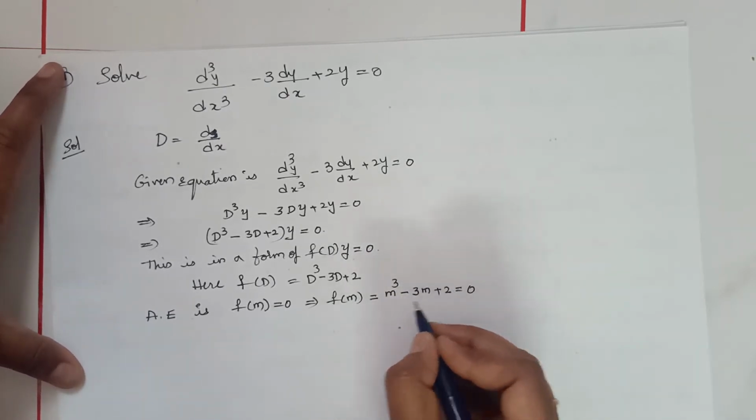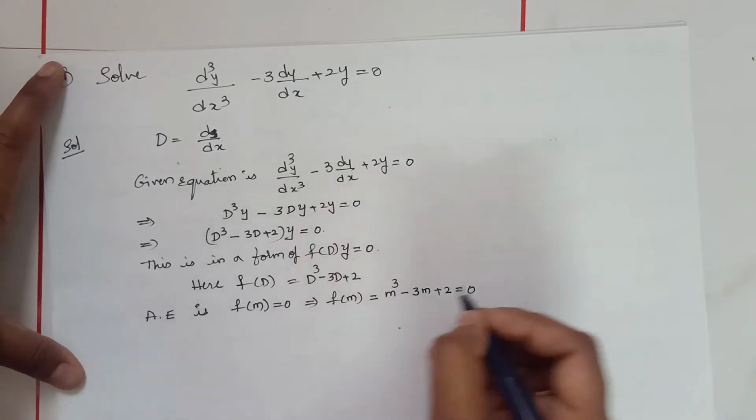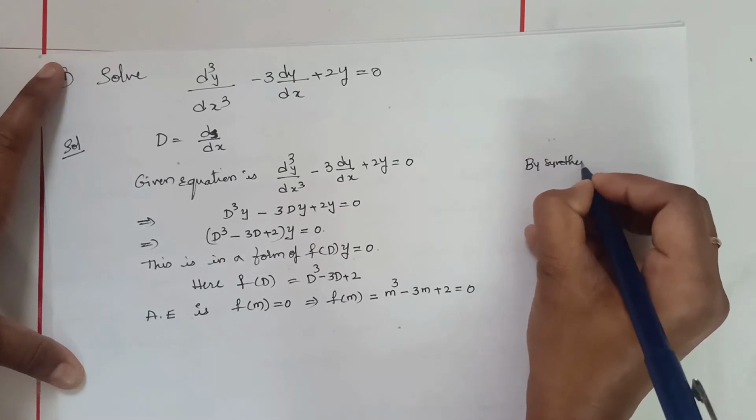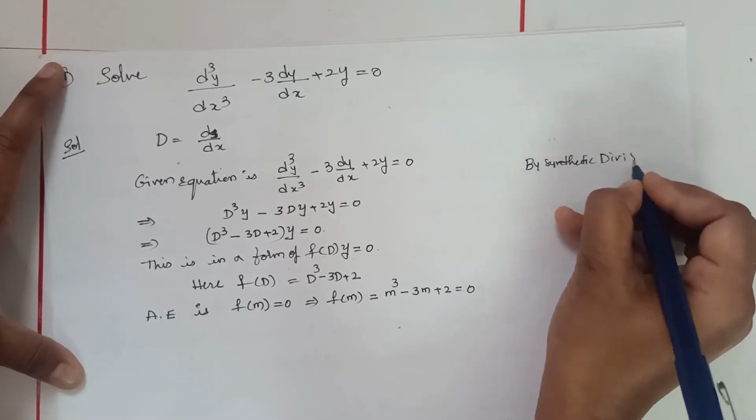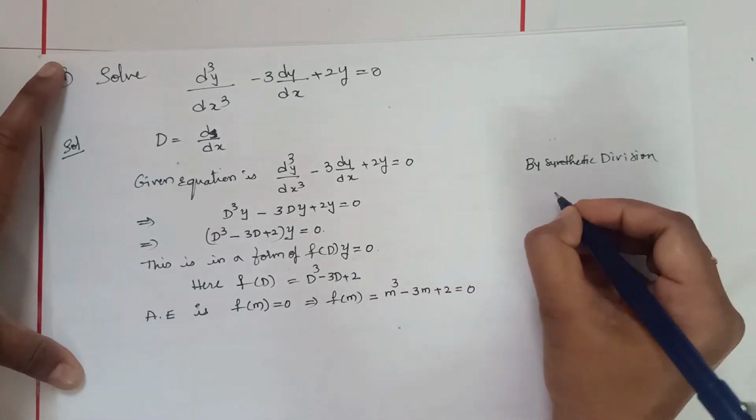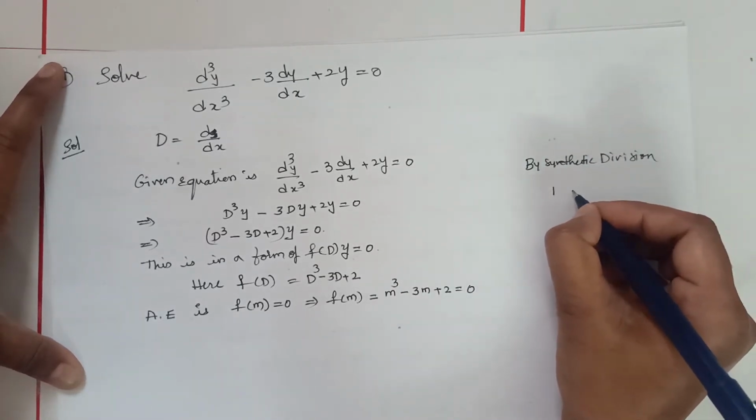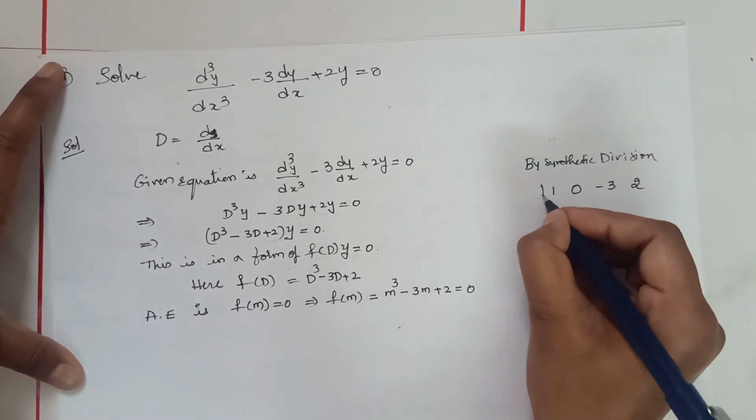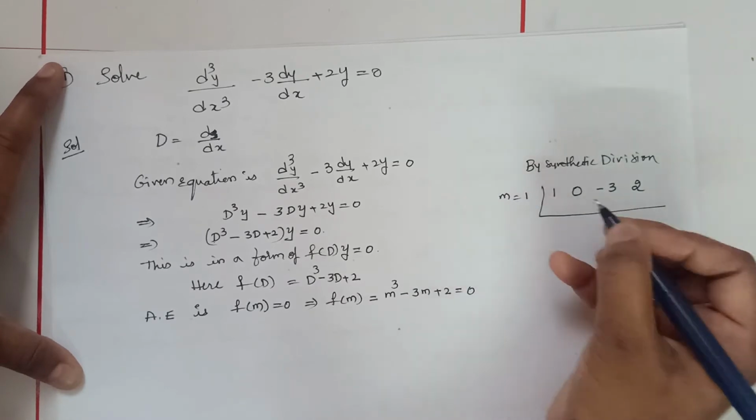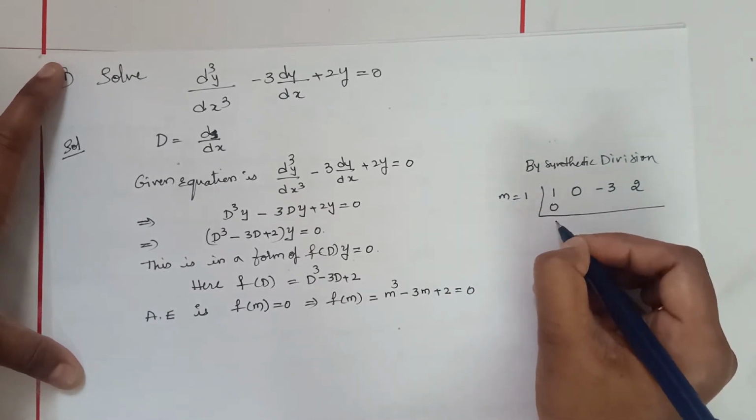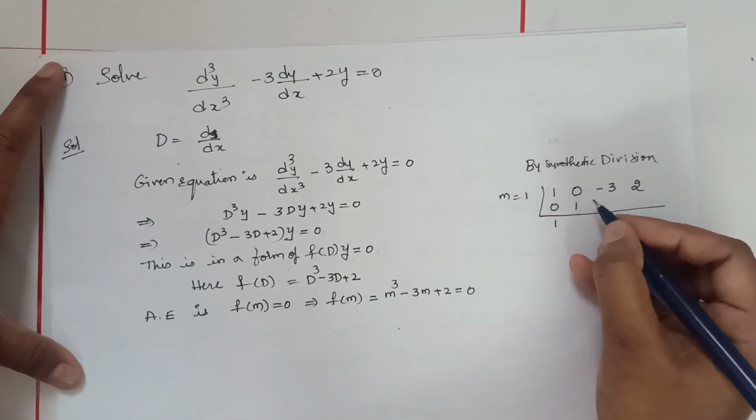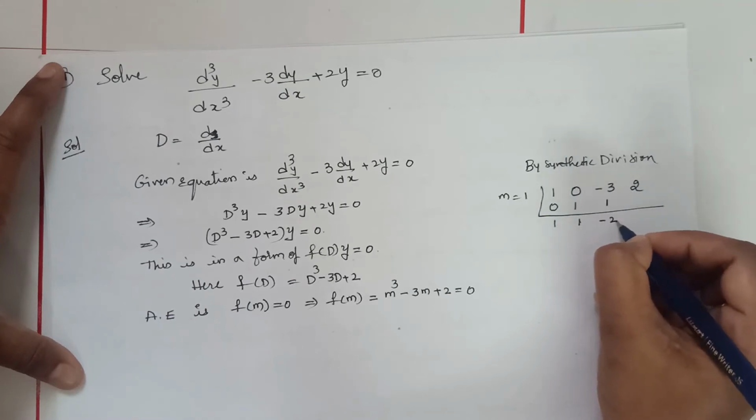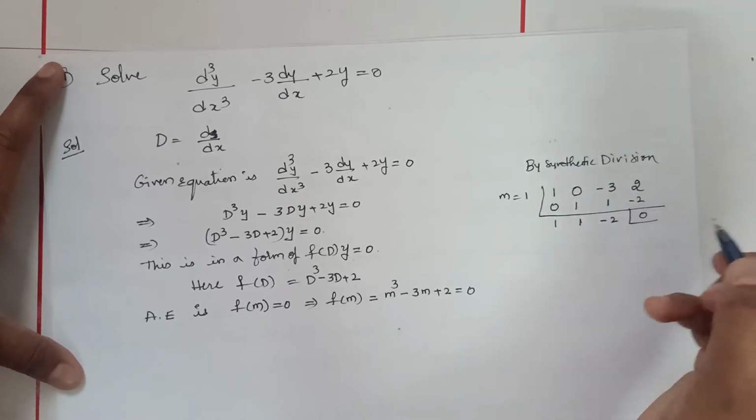Now find the roots of this equation. By synthetic division, you can find the roots. Here, by synthetic division, find the roots of this equation: m^3, you don't have an m^2 term, so 0, then -3, and the constant term 2. So m = 1. Substitute 1: 1 plus 0 is 1. 1 into 1 is 1. 1 plus -3 is -2. 1 into -2 is -2. 2 plus -2 becomes 0.